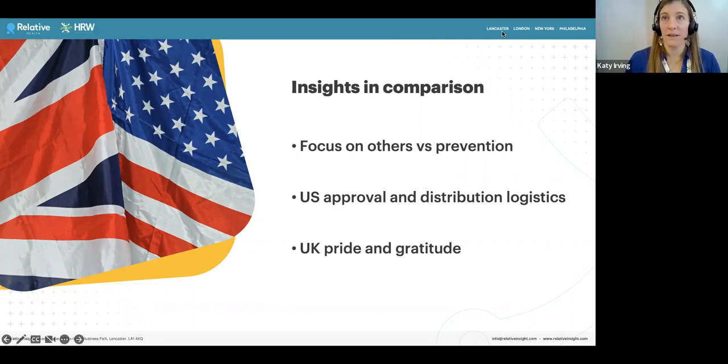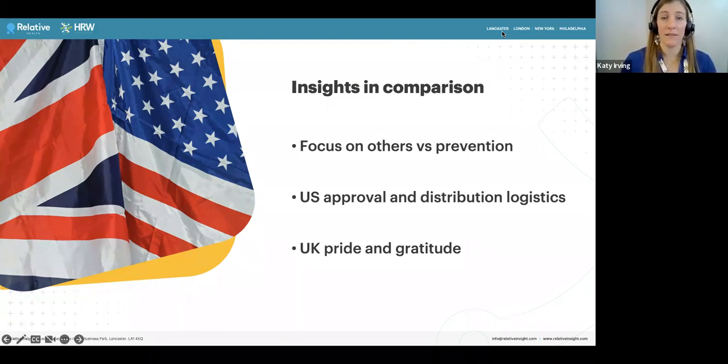The third thing that we could see in terms of differences between the UK and the US is that the UK was showing a lot more pride and gratitude when the vaccines were being released to them that was absent from the US tweets. And again, this could be a symptom of just the different timing of the rollout between the two countries, but we identified a contrast in some of the rhetorical devices that were used in each of these countries.